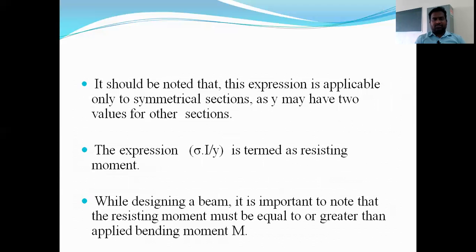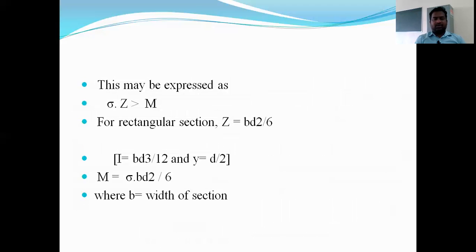We know this already. It should be noted that this expression is applicable only to symmetrical sections, as y may have two values for other sections. The expression sigma into I by y is termed as resisting moment. While designing a beam, it is important to note that the resisting moment must be equal to or greater than the applied bending moment M.